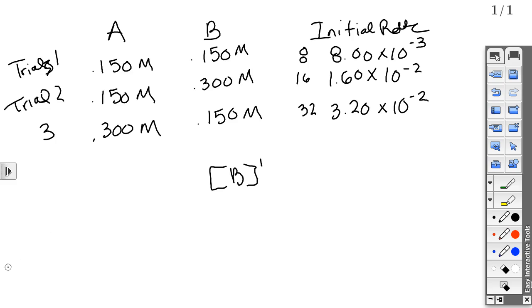If I'm looking from trial 1 to trial 3, I see that A doubled and B stayed the same. So 8 to 32 is actually quadrupling. When A doubles and the rate quadruples, then I have raised that factor by a power of 2. So what do I have to raise A by? So what is the overall order of this reaction?